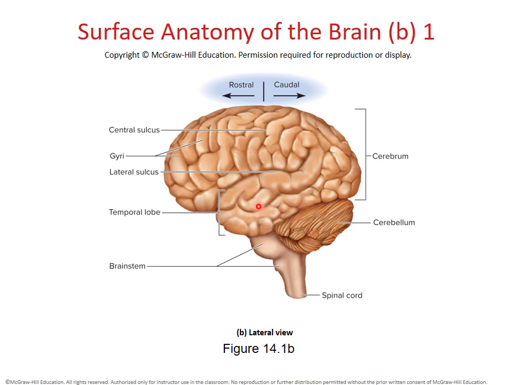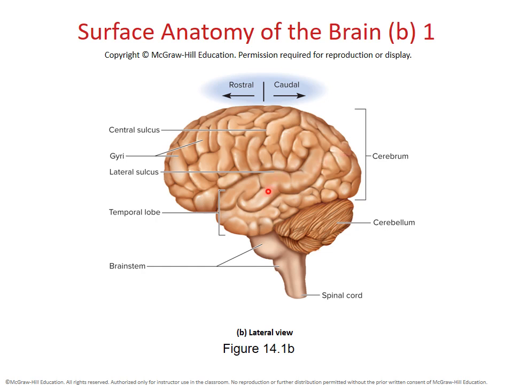The brainstem will continue higher up into this region as well, underneath the cerebrum. And here we see the spinal cord, of course, merging and becoming the brainstem as it travels up through the foramen magnum of the skull.